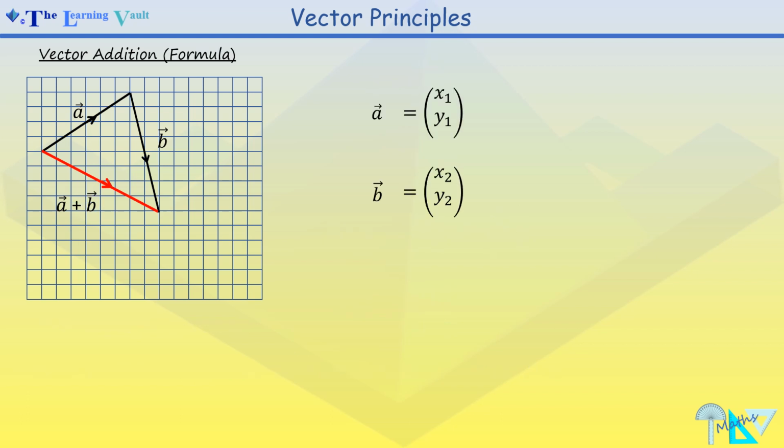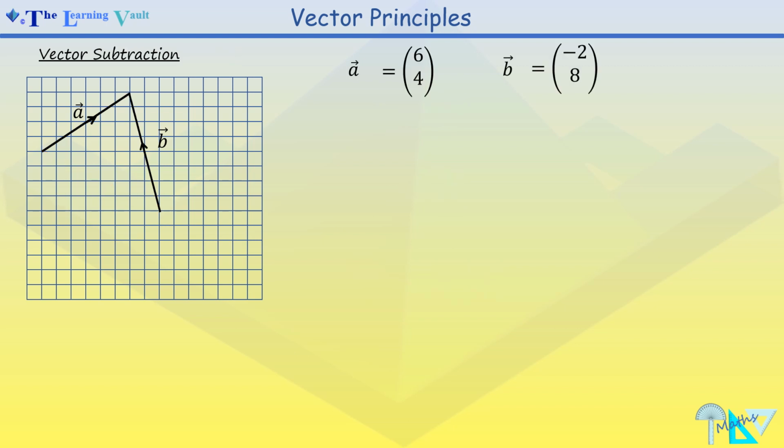So in summary, for vector addition, if we're given a column vector of x1 and y1 and another vector B of column vector of x2 and y2, the sum of the two vectors is going to be x1 plus x2 and y1 plus y2.